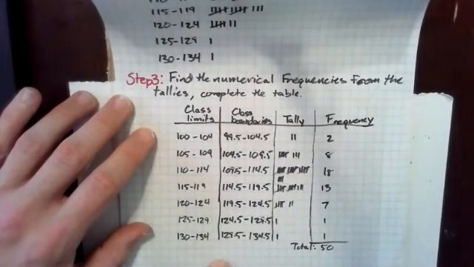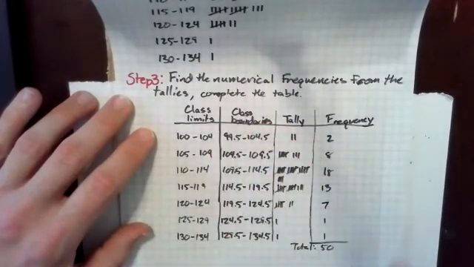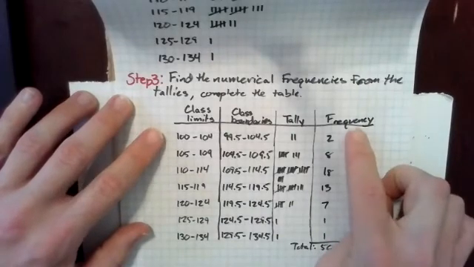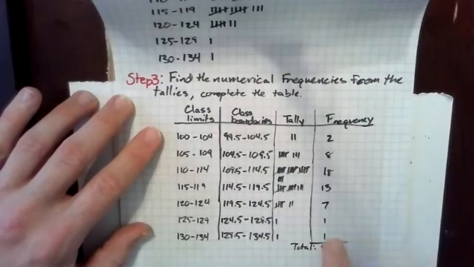Here are our class limits. Here are our class boundaries. Here are the tallies that I found above. And the frequencies. There are 2 that had a highest temperature of 100 to 104. I'm going to guess that those were probably Alaska and Maine.